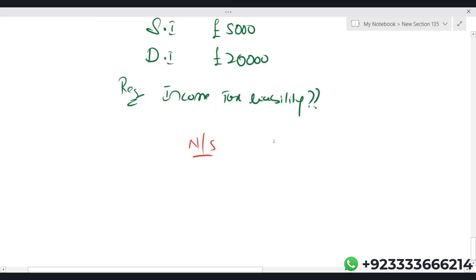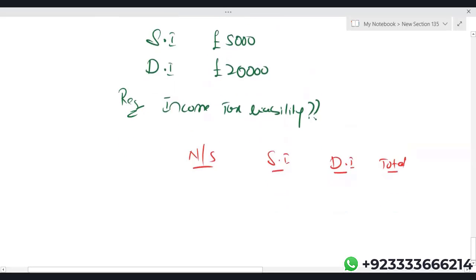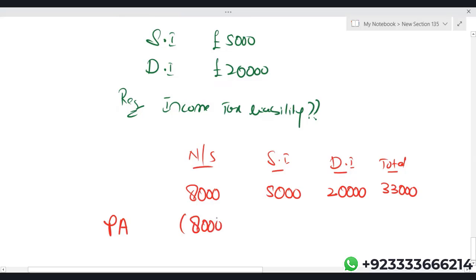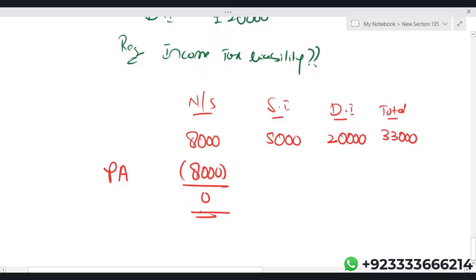Non-saving, savings, dividend income, and total. Non-saving is 8,000. Saving income is 5,000 and dividend income is 20,000. So total becomes 33,000. Personal allowance, obviously 8. Now, listen and listen carefully.